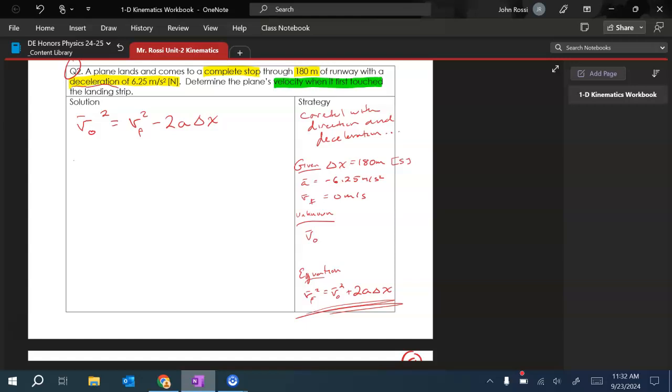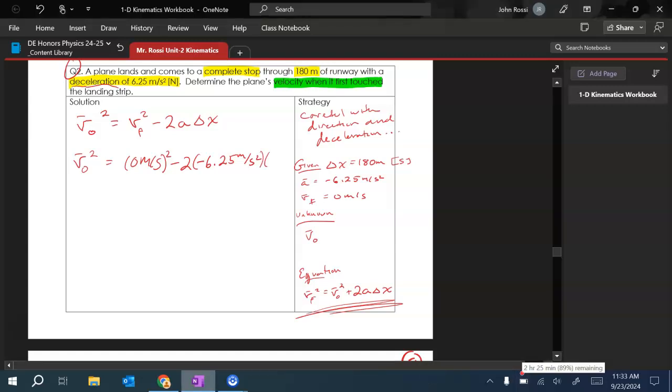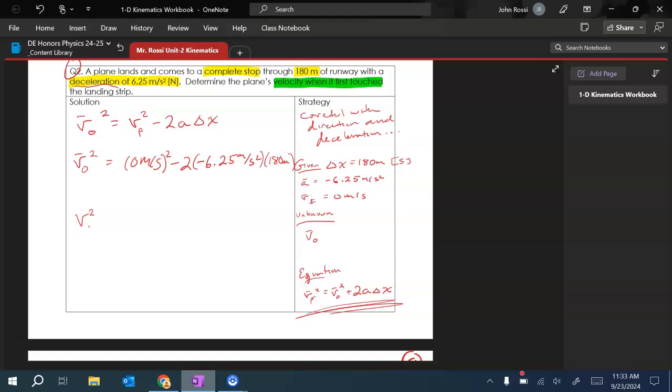Okay, so what does that look like? Initial velocity squared is equal to my final velocity of 0 meters per second squared minus 2 times negative acceleration there, 6.25 meters per second squared. Running out of room. Don't run out of room. Don't be like me and write too large. Times my displacement of 180. I need to get rid of that square though. So I'm going to take the square root.